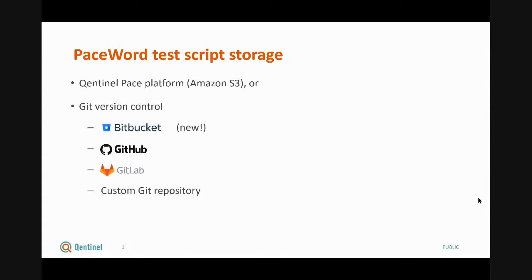You can reuse the same Git repository in several Qentinel Pace test suites with different parameters, like we do, for example, for running the same test scripts on Firefox and on Chrome browsers.